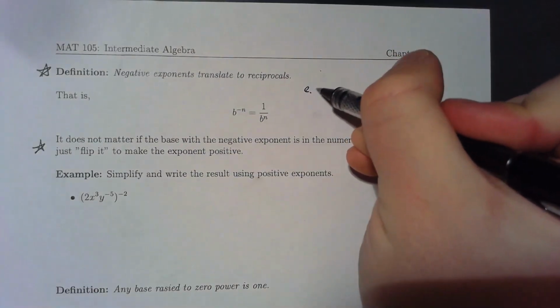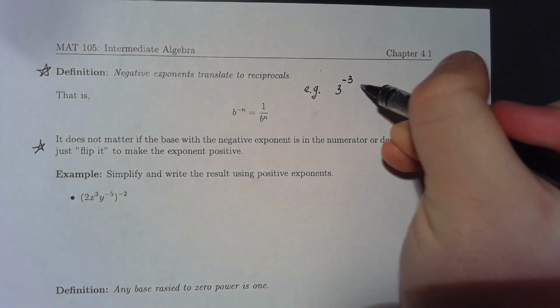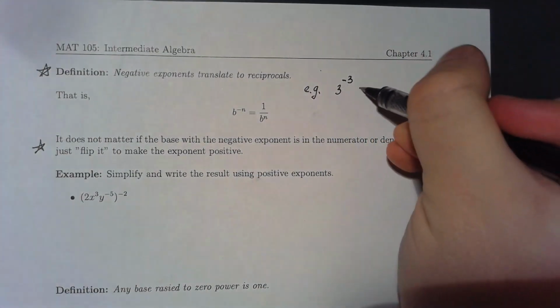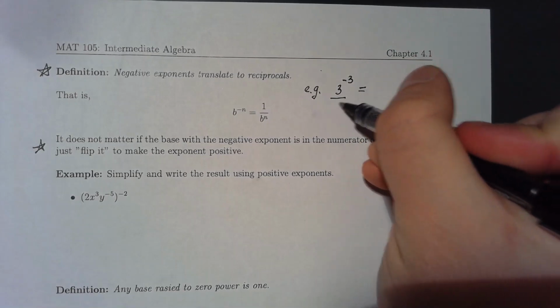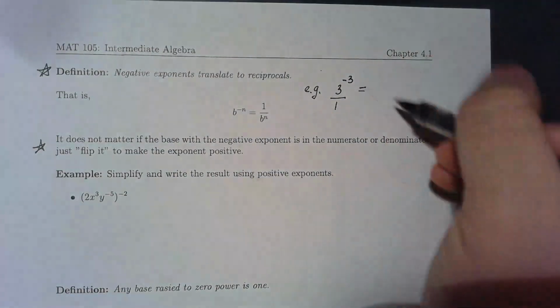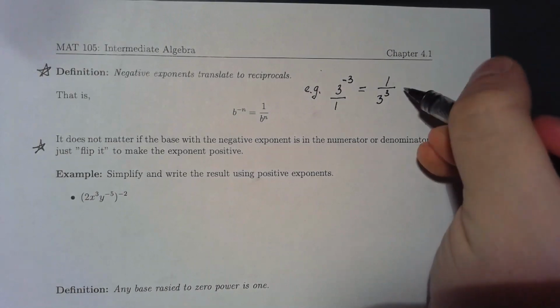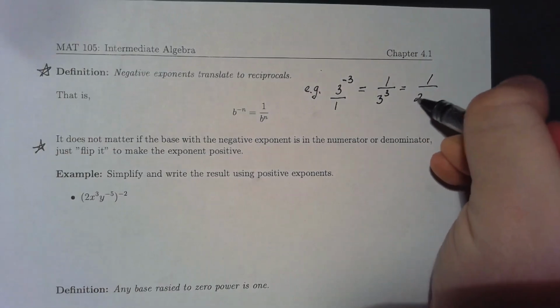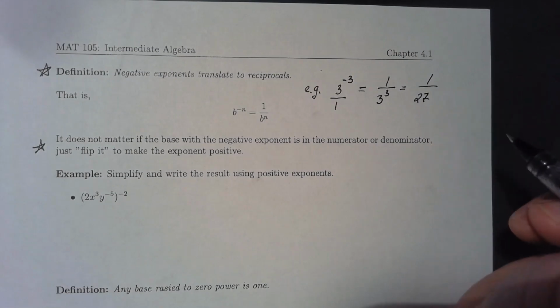So for example, if I had 3 to the negative third power, how do I make this 3 to the third power? I flip it. Since any number is over 1, I could flip it. And it becomes 1 over 3 to the third power, which is 1 over, well, 3 to the third power is 3 times 3 times 3, which is 27.